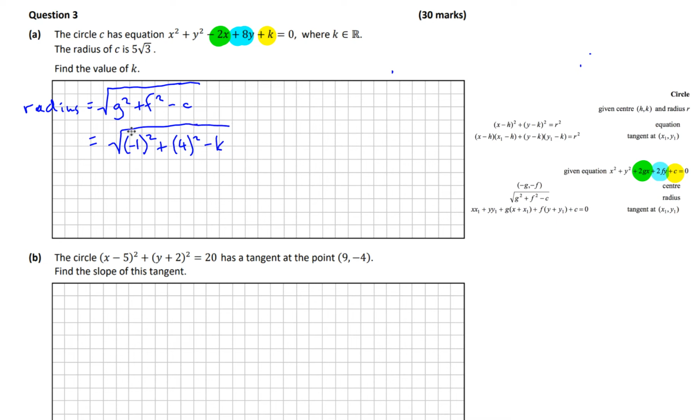And it's the square root of all that, and we know that the radius given in the question is 5 root 3. So 5 root 3 is equal to this. So now we've set up an equation in k, and all we have to do is solve that equation. Okay, so we can square both sides. First of all, when you square this side, 5 root 3 by 5 root 3 is 25 by 3, which is 75. Do that in your calculator.